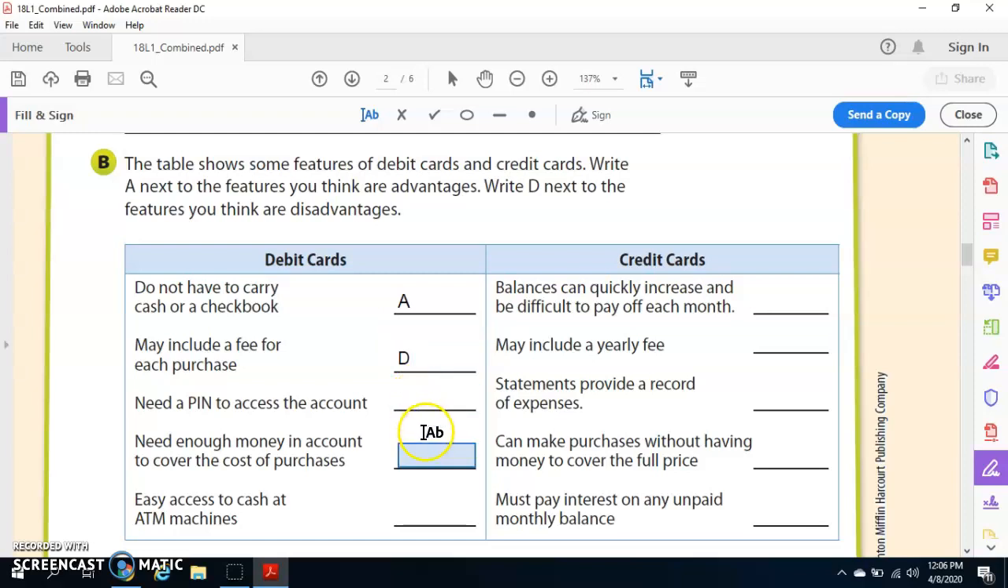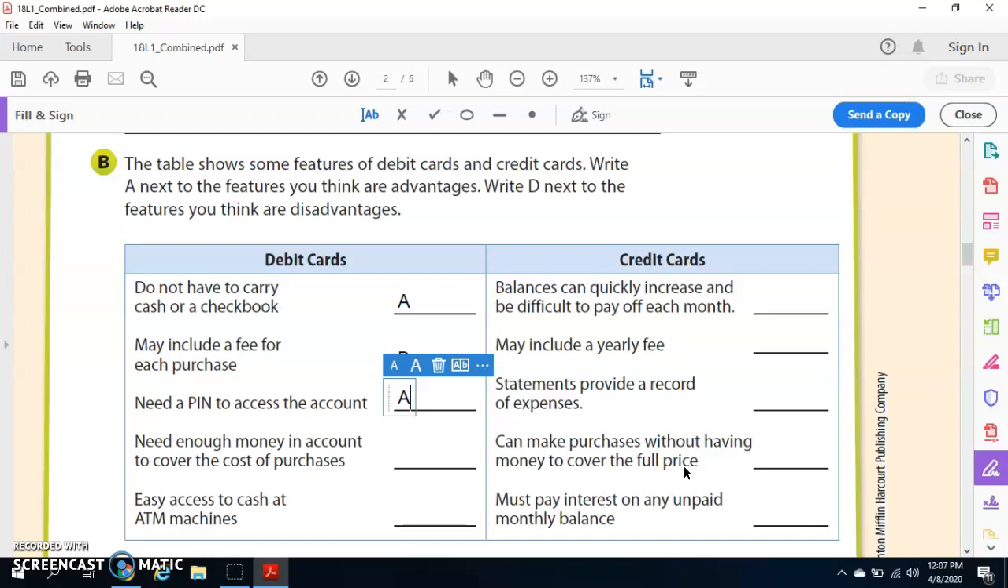You need a PIN to access your account information. That is actually a very good advantage because if you drop your card somewhere, if nobody else knows your PIN, they cannot take money out. Okay? So do not write your PIN anywhere on the card. Do not give your PIN out to anybody else. It's like a secret. You don't want to give it out to anybody.